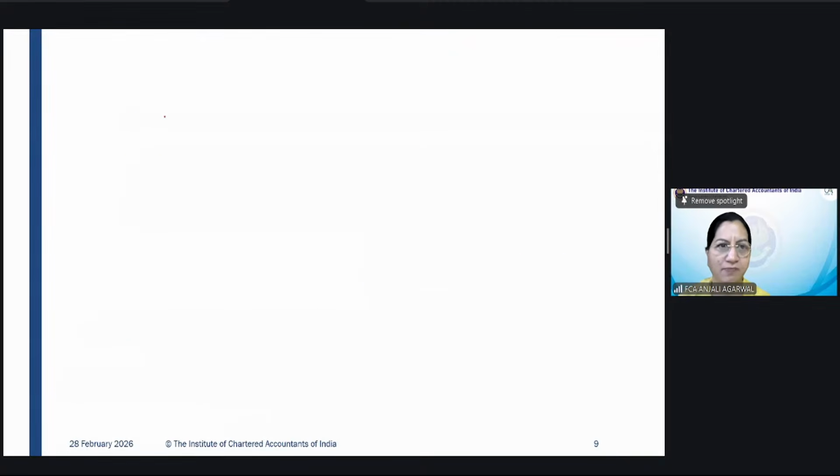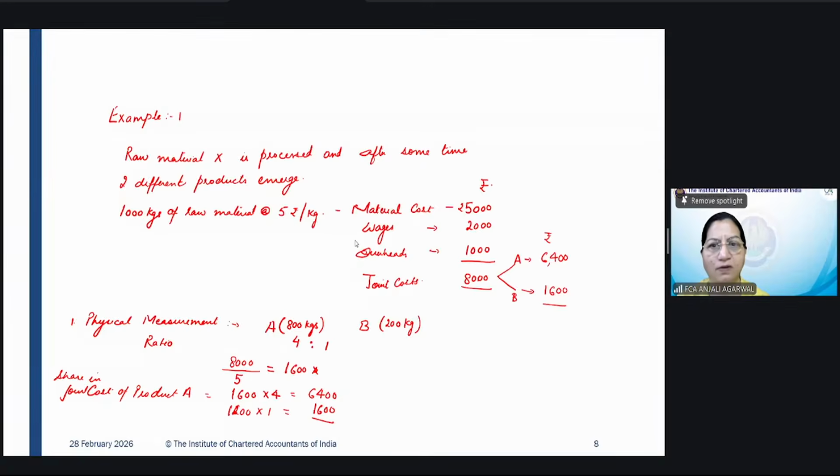Continuing with the same example, but we have seen that sometimes in processes, when you process something, there can be some process loss also. 1000 into 5, 5000. So 5000, 2000 and 1000.